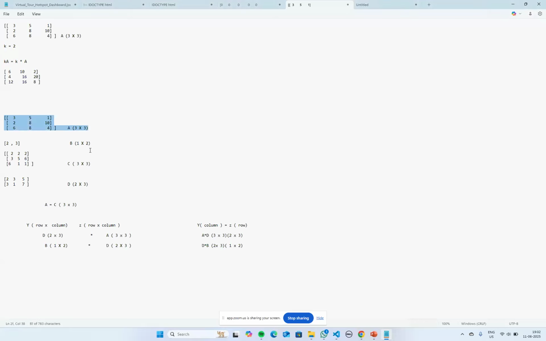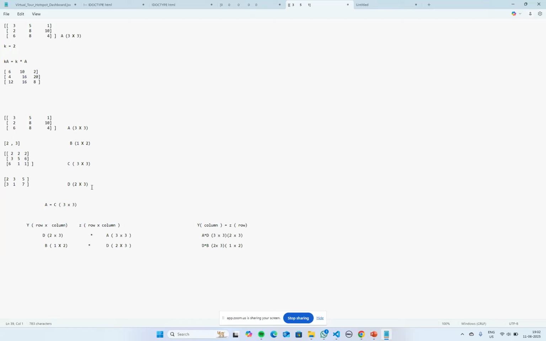So we have matrix A, matrix B, matrix C, and matrix D. If you can see, matrix C and matrix A have equal size, so that is possible. And then the second case: I'm considering matrix 1 as y and matrix 2 as z. Matrix 1's column count and matrix 2's row count should be equal, then only we can multiply.